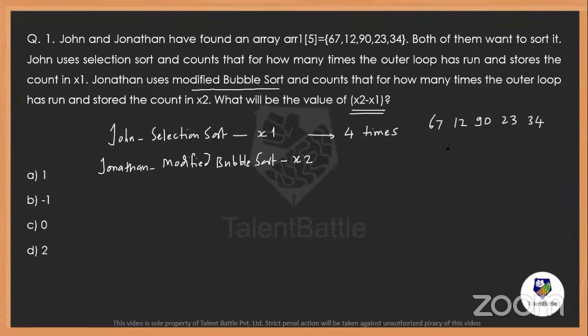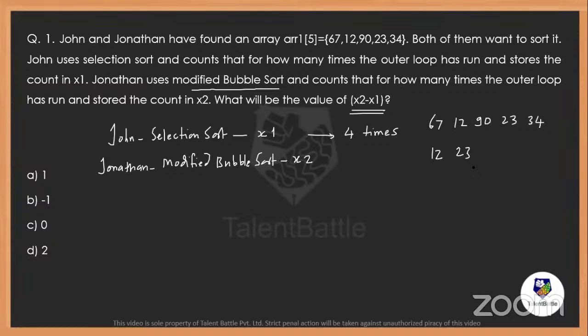One we keep for comparison, right? And then we swap it with index 0. 12 is the smallest element here, so 12 will be swapped to index 0. Then in the next pass, we again find the smallest element from the remaining 3, because the first element is already sorted, and we swap it with index 1. The next smallest element is 23, so it will come at index 1 in the second pass.